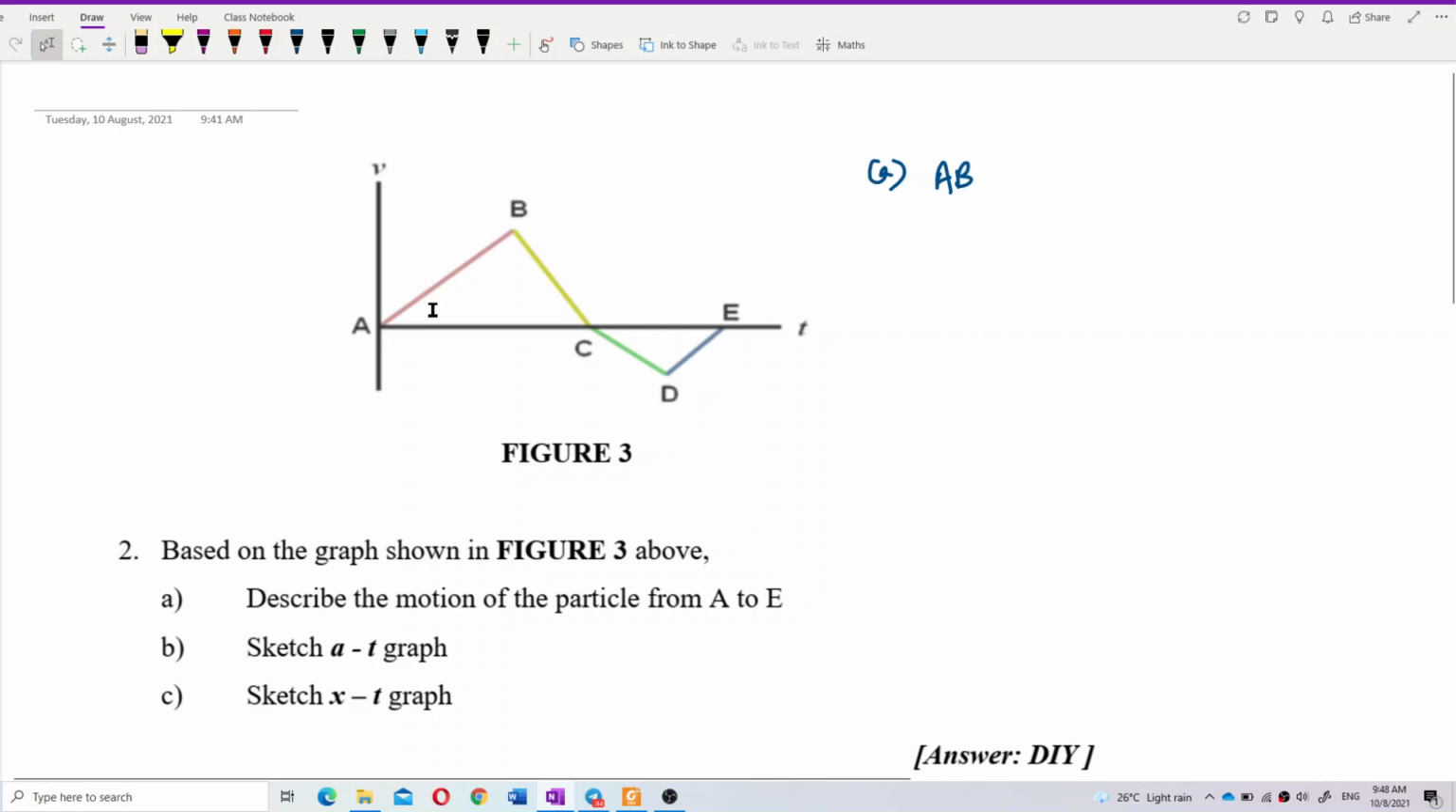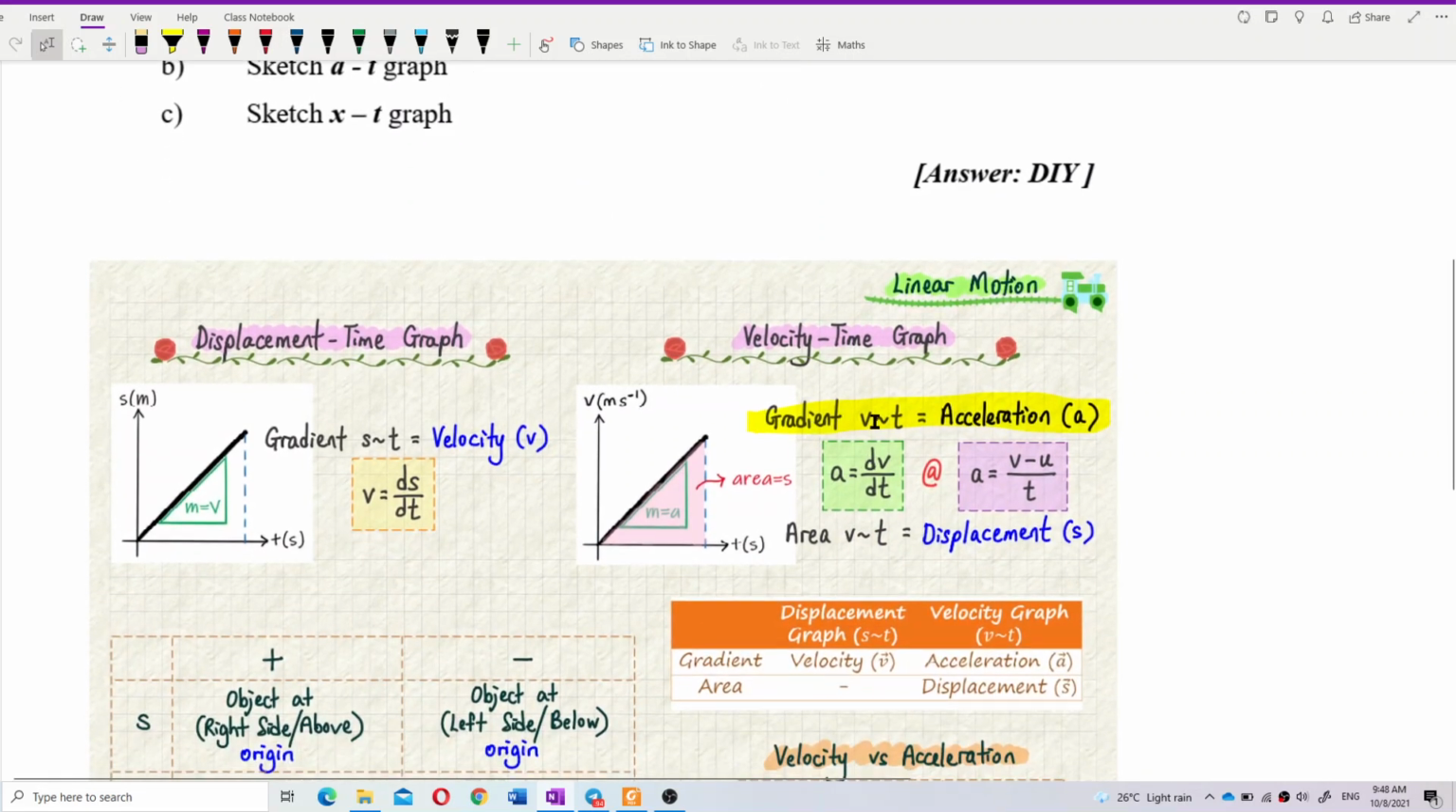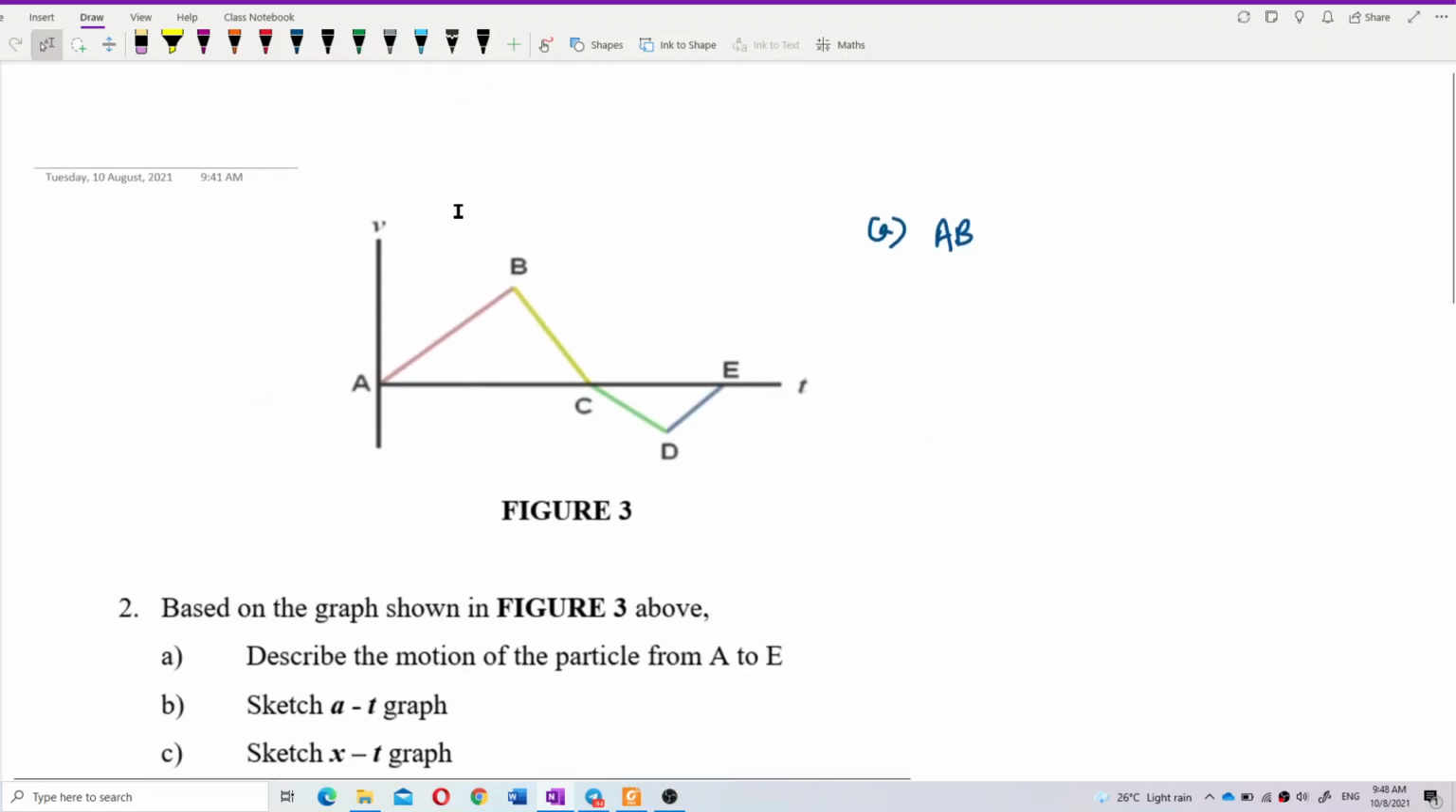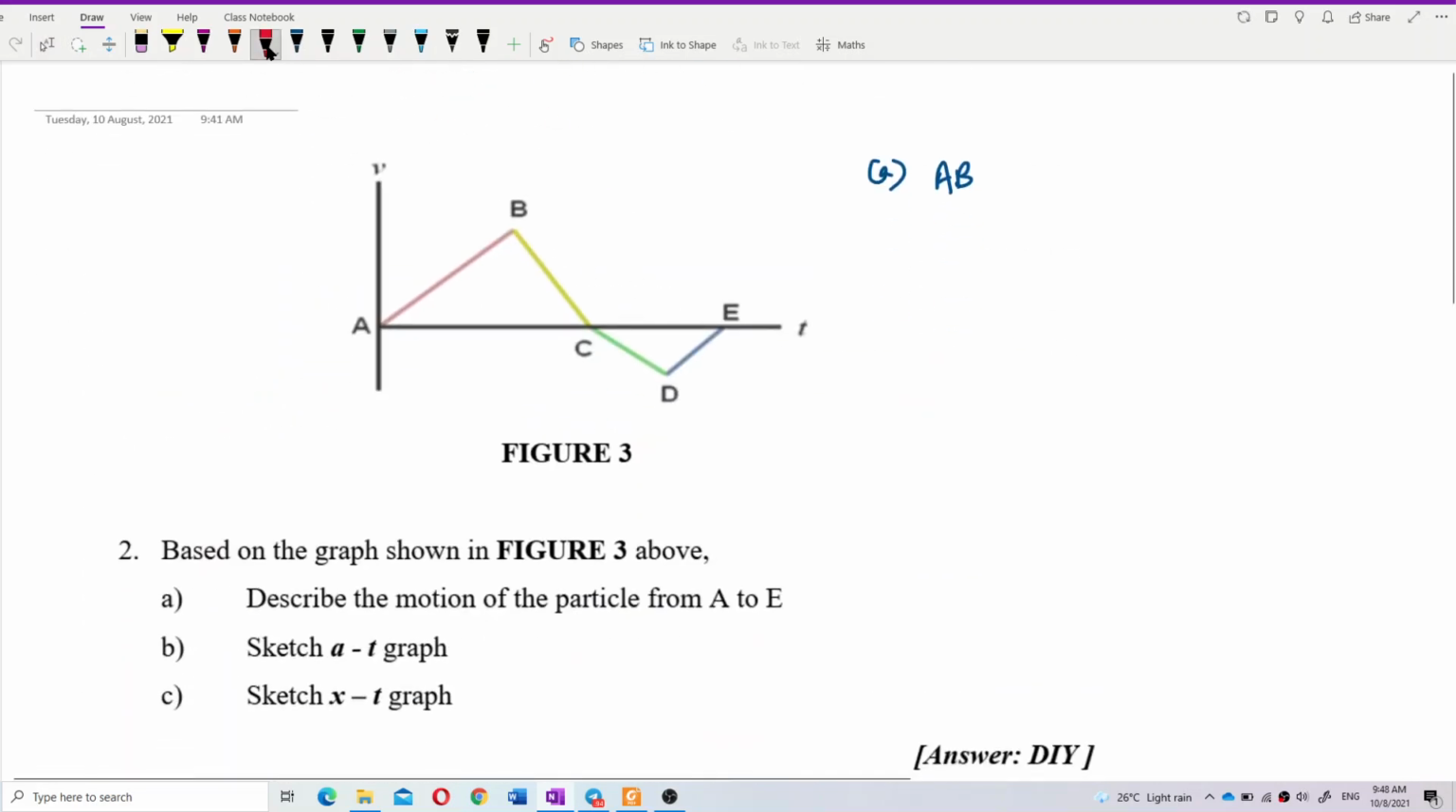First of all, we'll look at AB. Part AB. What do you think this motion is? First look at the gradient of velocity. It is called acceleration. The gradient is acceleration, and it is a positive acceleration. Positive acceleration.